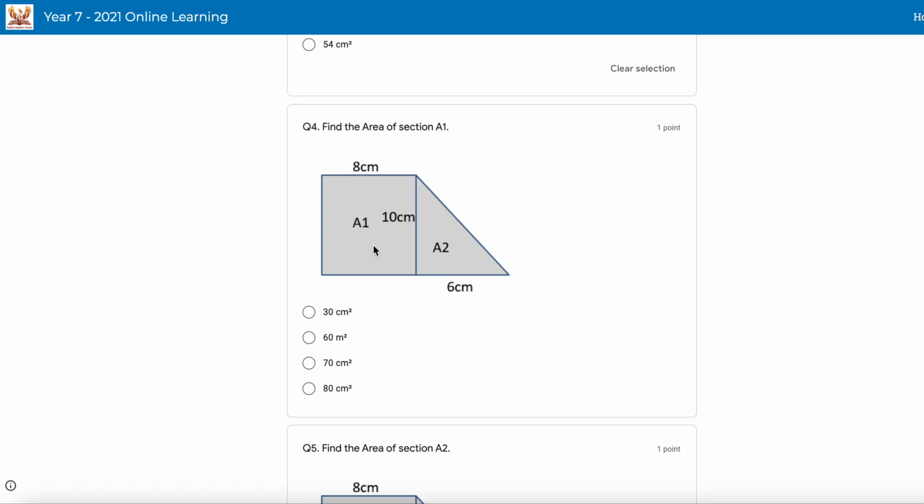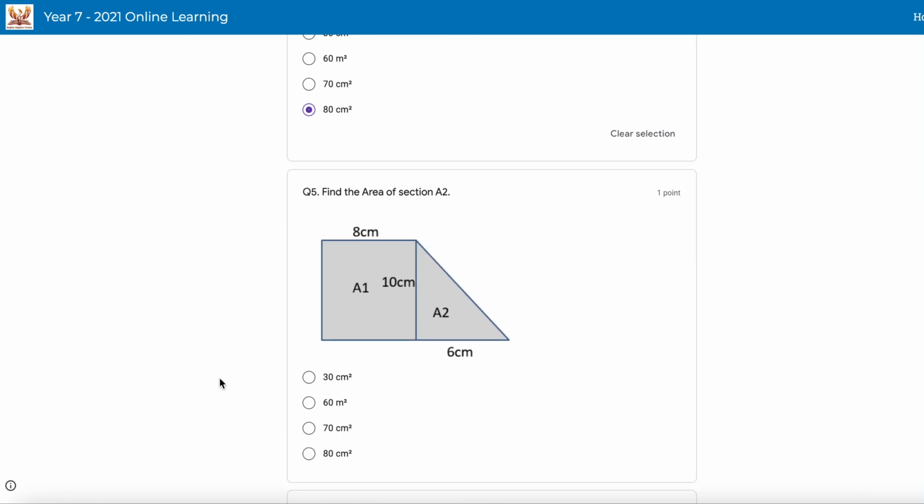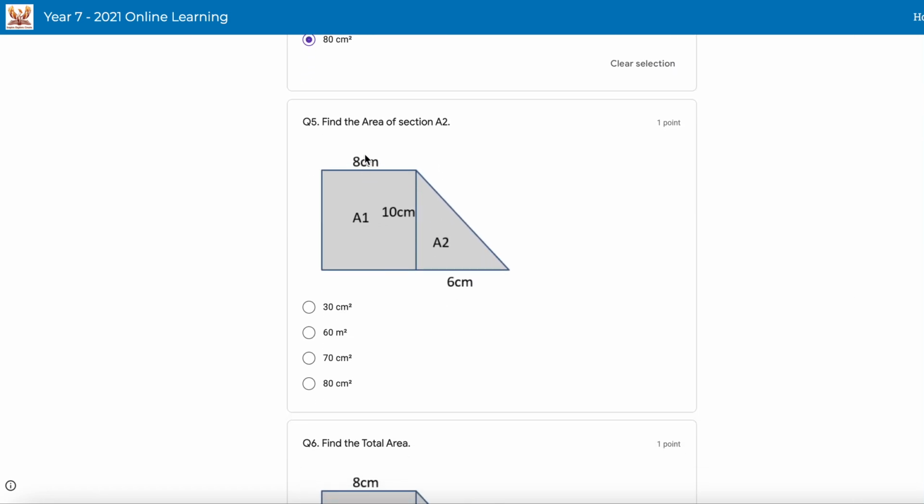And we know the formula for finding the area of a rectangle is just the length times the width. So 8 times 10, which is 80 centimeters squared. And now it's asking us to find the area of section A2. So that's the triangle here.